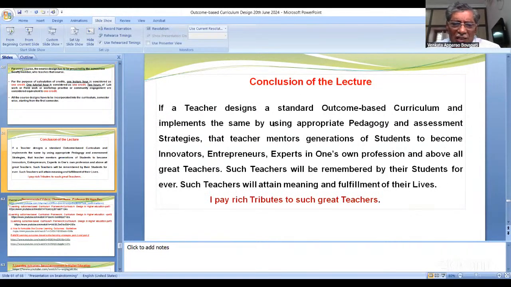If a teacher designs a standard outcome-based curriculum and implements the same by using appropriate pedagogy and assessment strategies, the teacher mentors generations of students to become innovators, entrepreneurs, experts in one's own profession, and above all, great teachers. Such teachers will be remembered by their students forever. Such teachers will attain meaning and fulfillment of their lives. I pay rich tributes to such great teachers. I wish that all of you become great teachers.